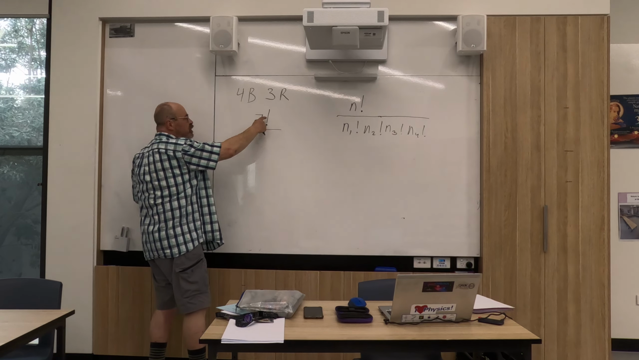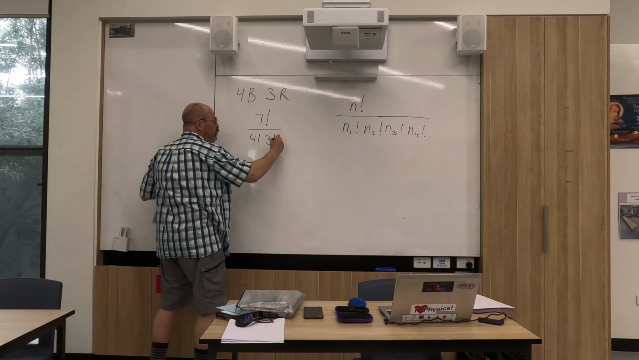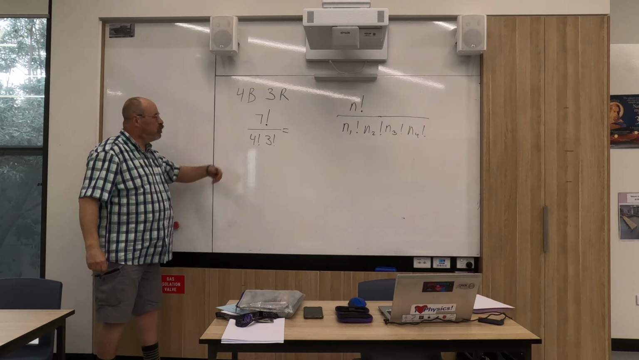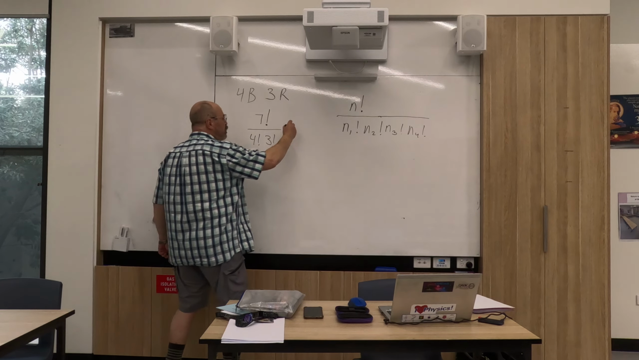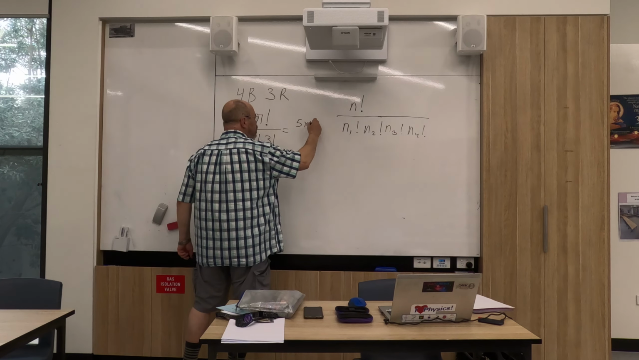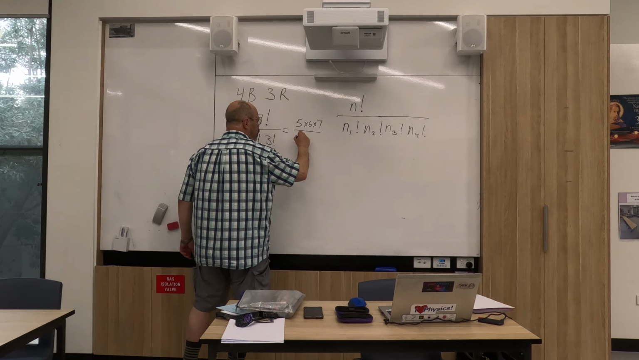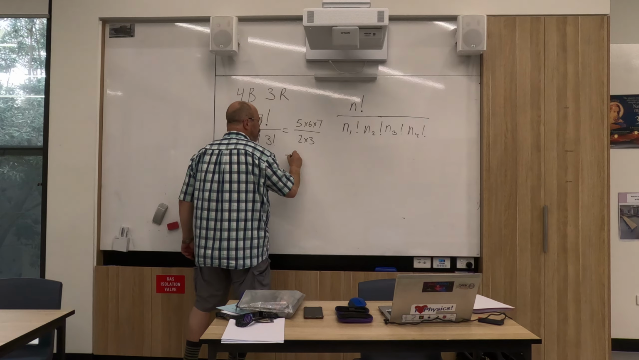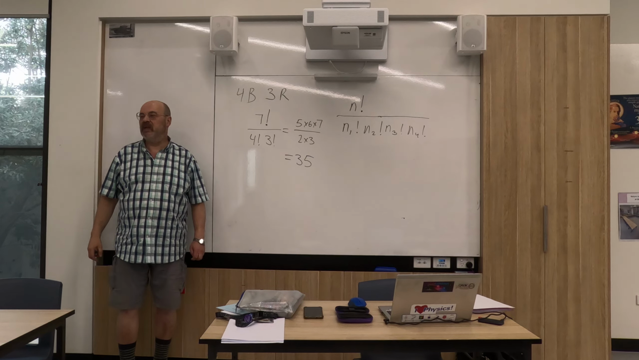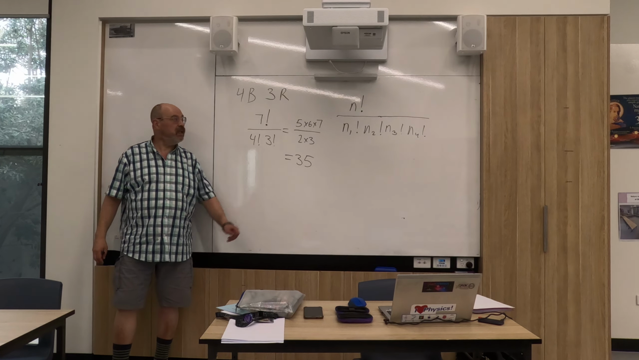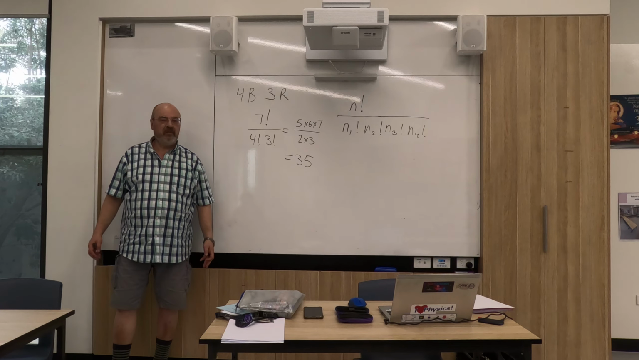So in this case, it will be 7 factorial divided by 4 factorial times 3 factorial. 1, 2, 3, 4 cancels out, so we have 5 times 6 times 7 left over 1 times 2 times 3. So it will be 35 ways. There are 35 ways we can arrange 4 blue and 3 red marbles in a row. Make sense?